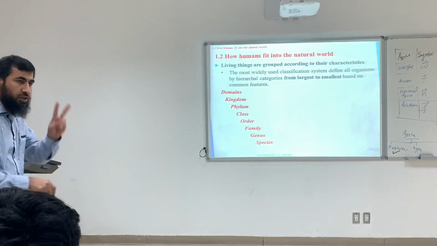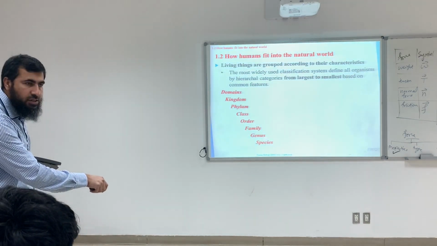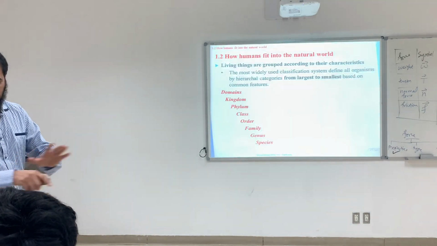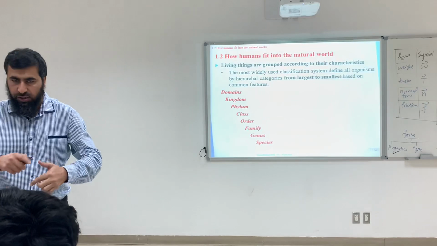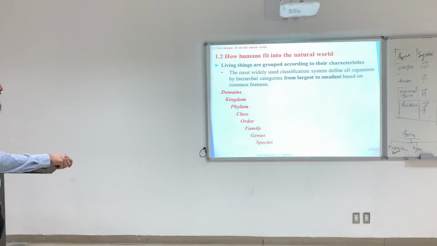So, two things to remember here. That diversity decreases as you go down. So, number one, less differences between the organisms as you go down. And this is the order from highest to lowest. Make sure you know that order.